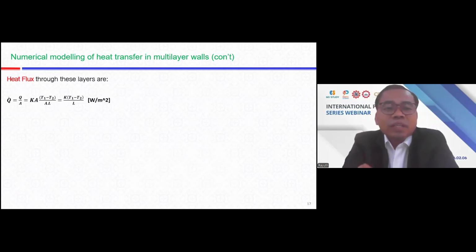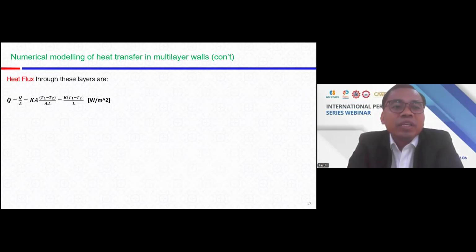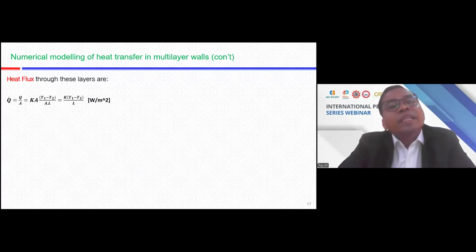And for the formulation, we use the heat flux through the layer of the wall. Heat flux means Q dot, which is the heat conduction divided by the cross-sectional area A. So the formula becomes K times T1 minus T2 over L. The unit of the heat flux is watt per square meter.